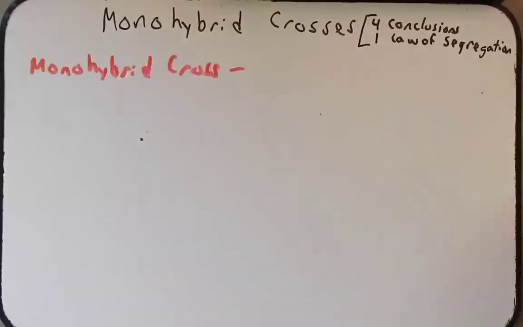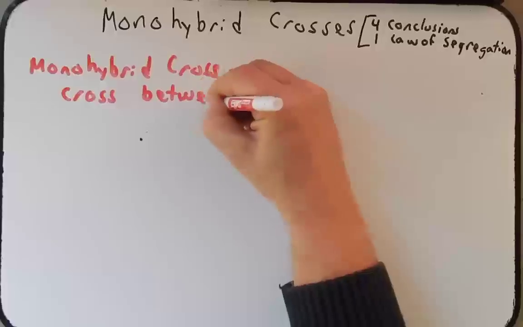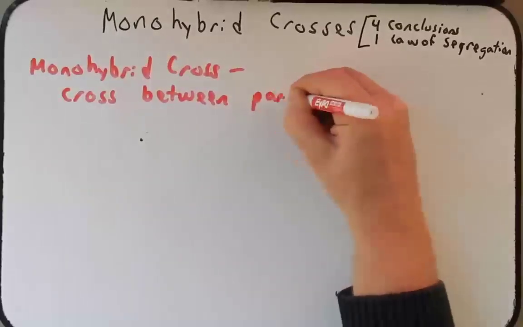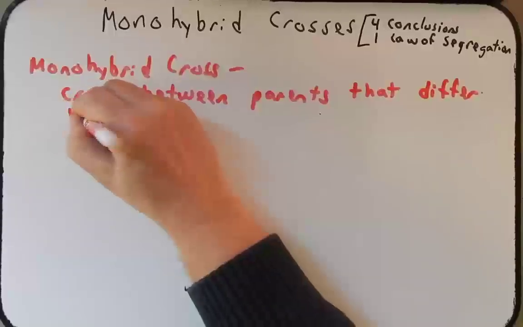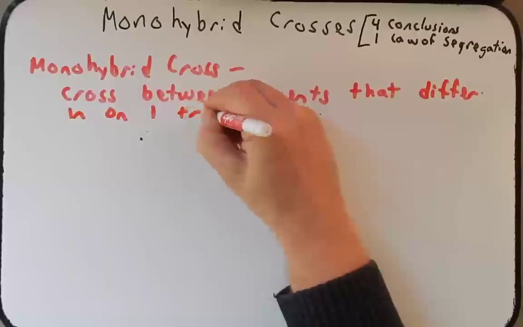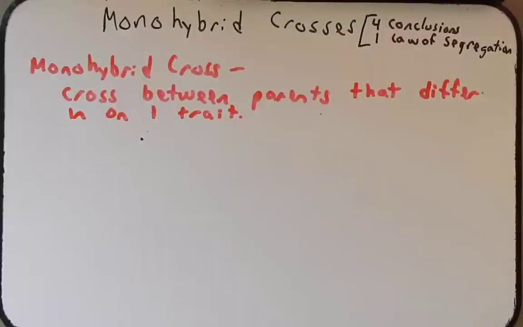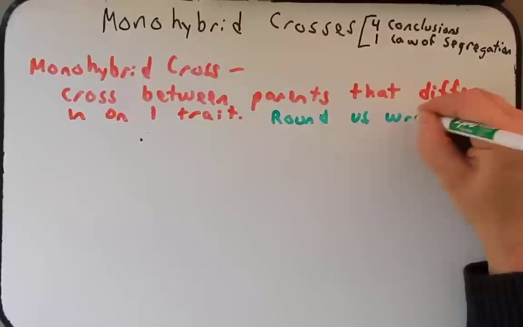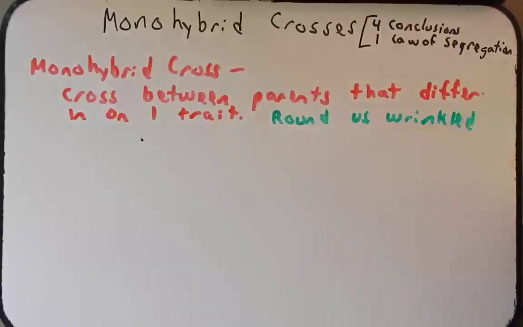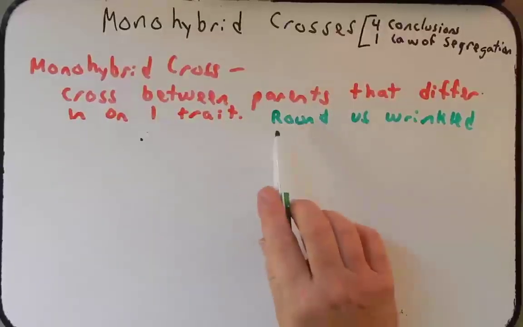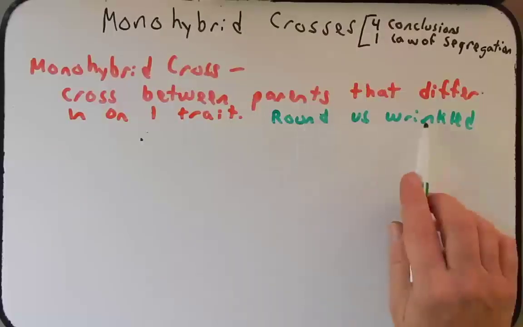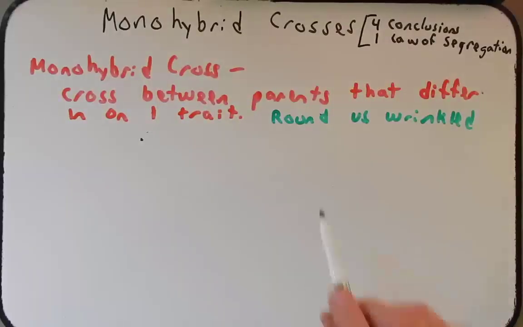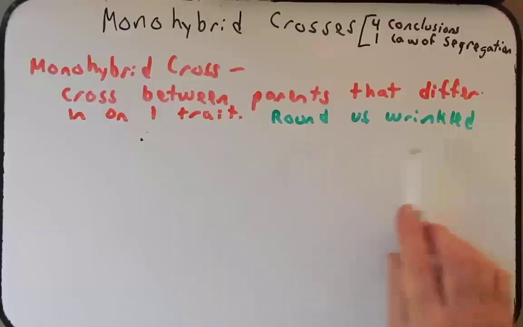So first, let's begin with what a monohybrid cross is. A monohybrid cross is a cross between parents that differ in only one trait. In this podcast, we're going to focus primarily on one of the traits that Mendel looked at in his plants, and that would be the trait of round versus wrinkled seeds. So in a monohybrid cross, in this example anyhow, one of the parents would have round seeds and the other parent would have wrinkled seeds. You could also have a monohybrid cross where they both are round or they are both wrinkled.